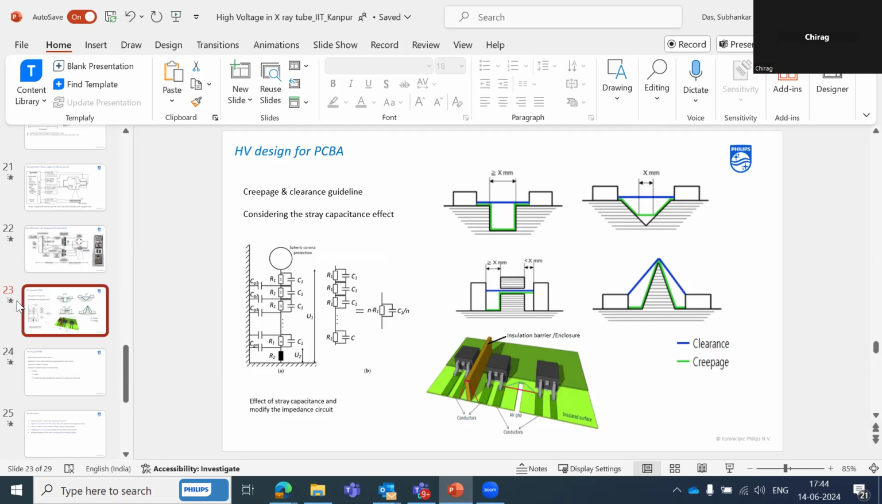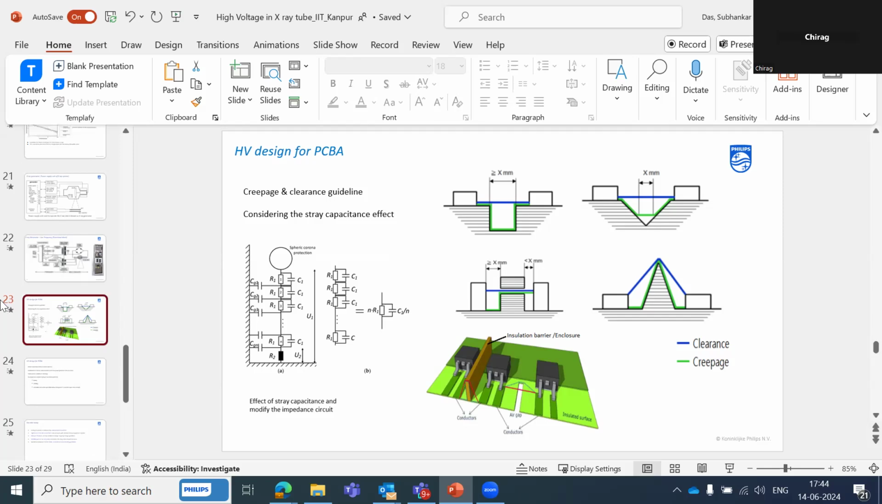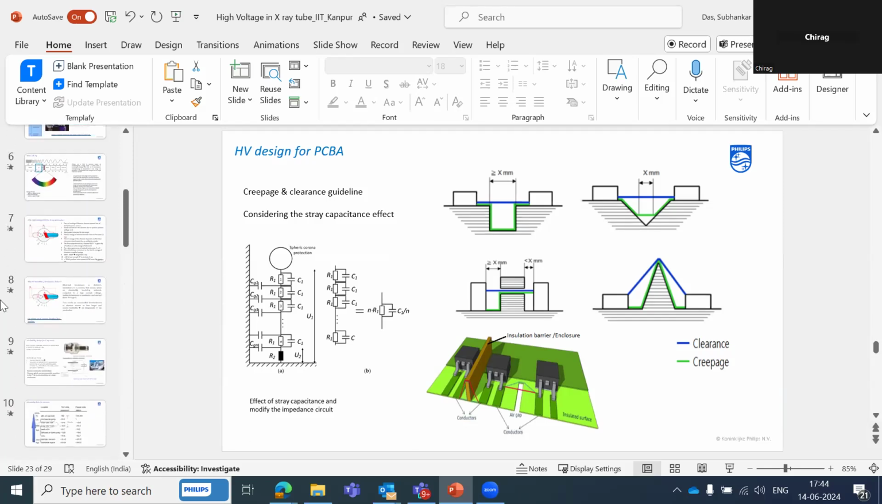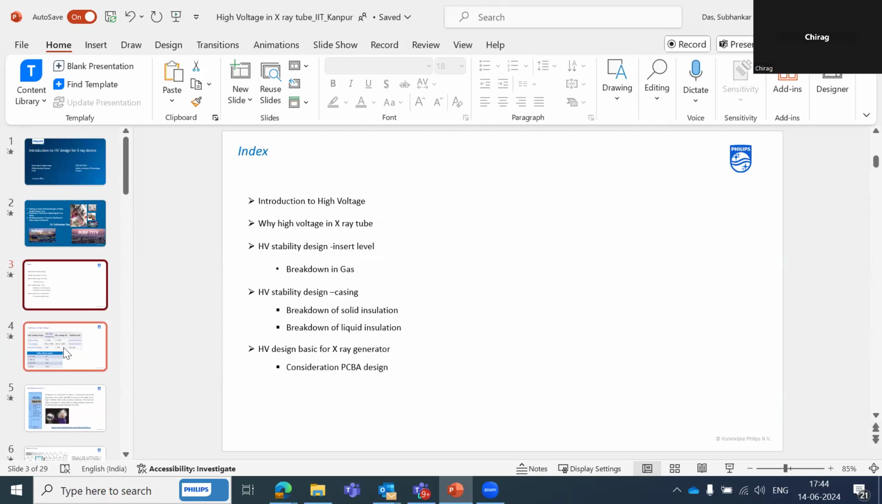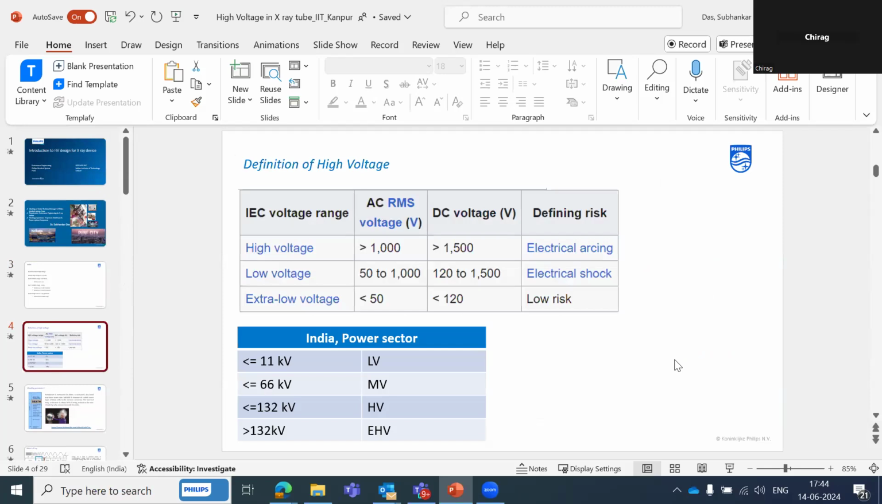Hello, sir. It's Chirag. I have some practical questions. First, before applying high voltage to the X-ray tube, the filament needs to be heated, right? So typically, what kind of lag time is there? Like before applying the high voltage, how much time before the filament is preheated?